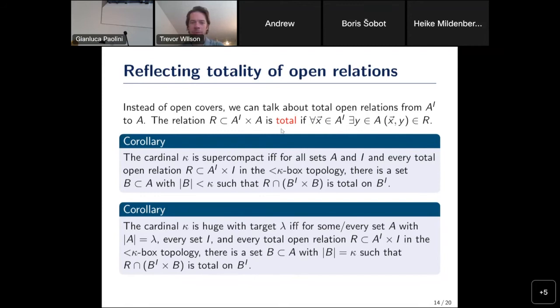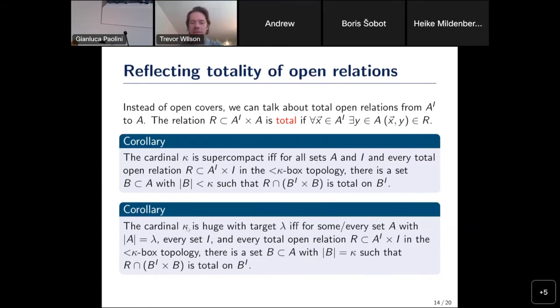And so what we showed, just in this terminology, is that kappa is supercompact if and only if for every A and I, and A to the I, if you have any total relation, sorry, this should be A to the I cross A, so a total open relation from A to the I to A in the box topology, then that totality reflects down to a small set. So there's a B of size less than kappa such that the relation intersect B to the I cross B is total on B to the I. So it is just totality of open relations in the less than kappa box topology reflecting down to something small.